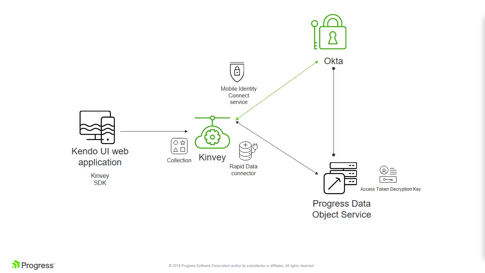Let's start by integrating Kinvey with Okta. To do this, we need to perform 2 tasks. First, we need to set up an authorization server in Okta. Second, we need to create an Okta client application to represent our Kinvey MIC service and use the authorization server to apply an access policy to this client application.